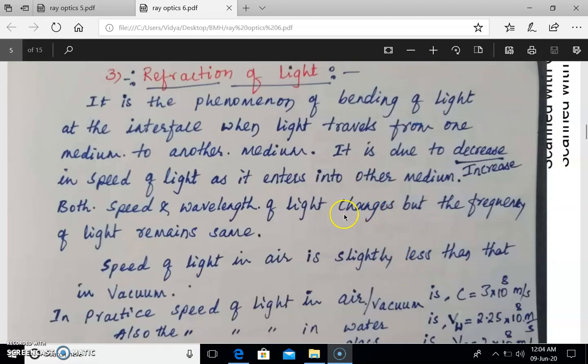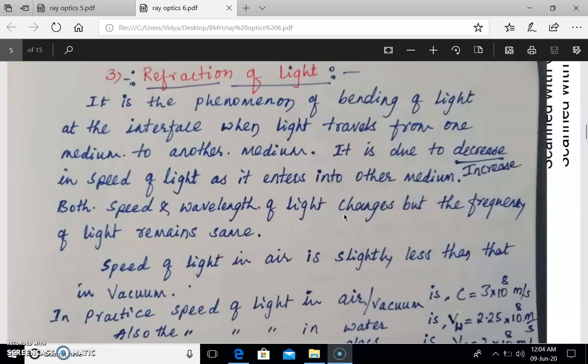Further, we need to discuss the third property of light, that is the refraction of light. The first one is rectilinear propagation of light. The second one is reflection of light. The third property of light is refraction of light. It is the phenomenon of bending of light at the interface when light travels from one medium to another medium.